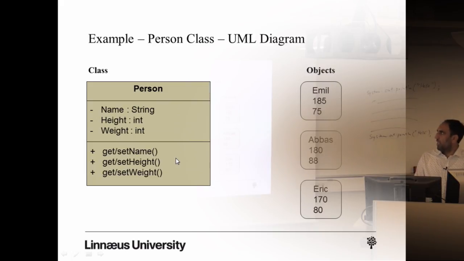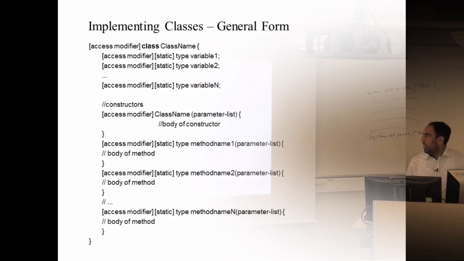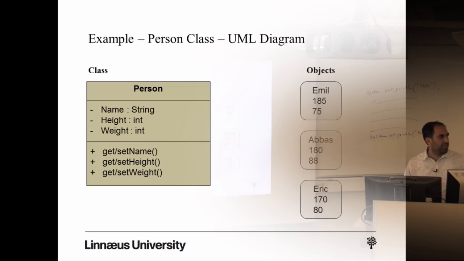This is a UML diagram, and this is how we can visualize it. UML is a modeling language used to design software systems. A class in UML is often modeled using this box notation, where at the top we have the name of the class, then we define the attributes of the class, and at the bottom we have the behaviors, for example set name, set height. This is how we can define a class in UML.